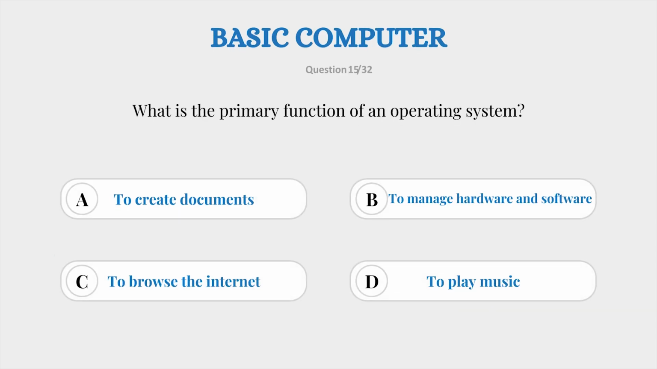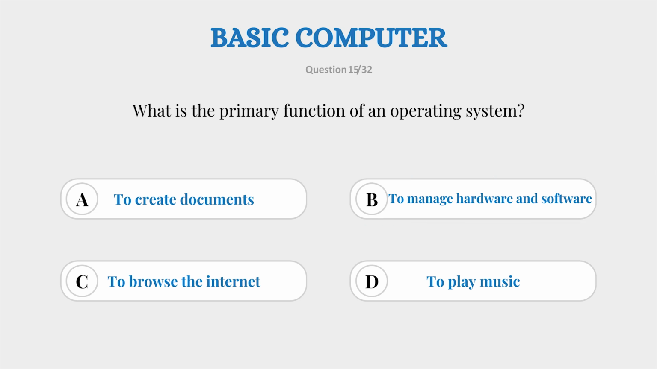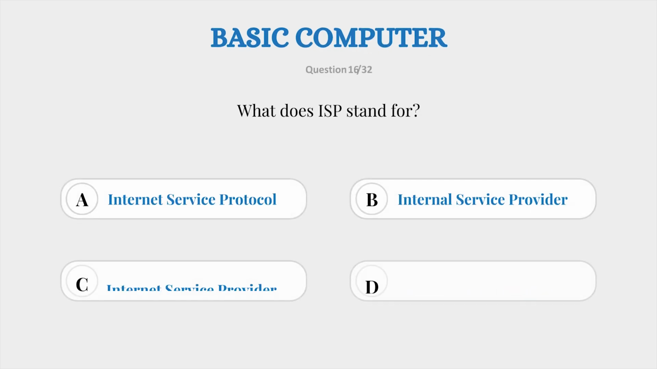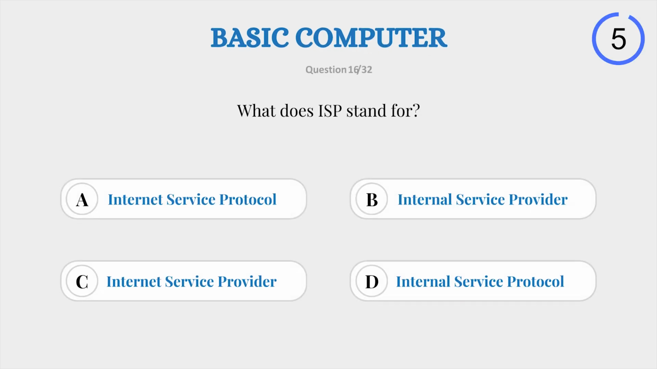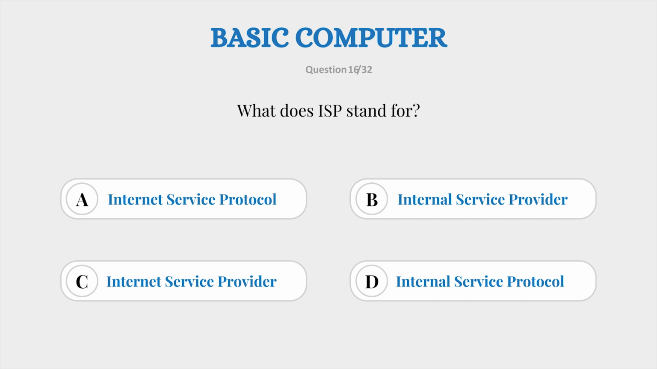What is the primary function of an operating system? The right answer is B. To manage hardware and software. Next question. What does ISP stand for? The right answer is C. Internet Service Provider. Next question.